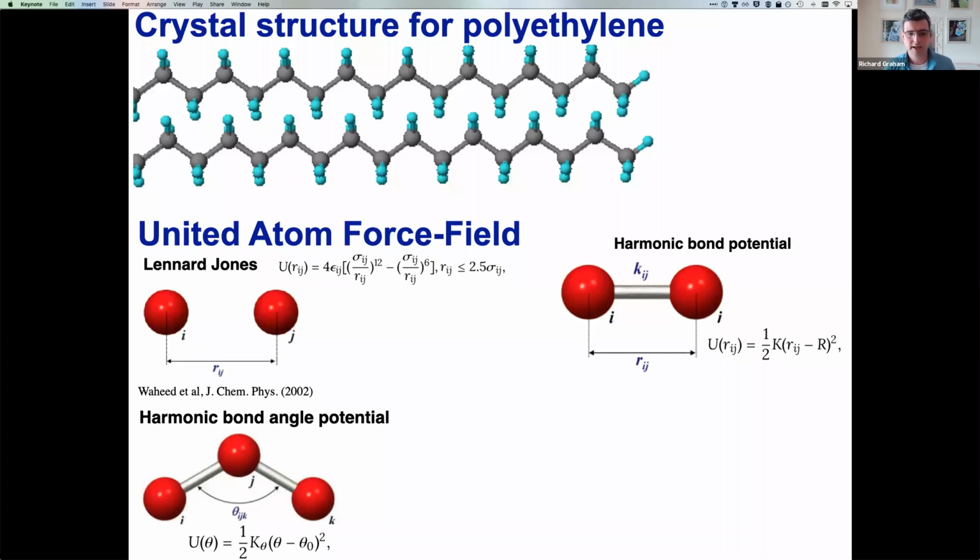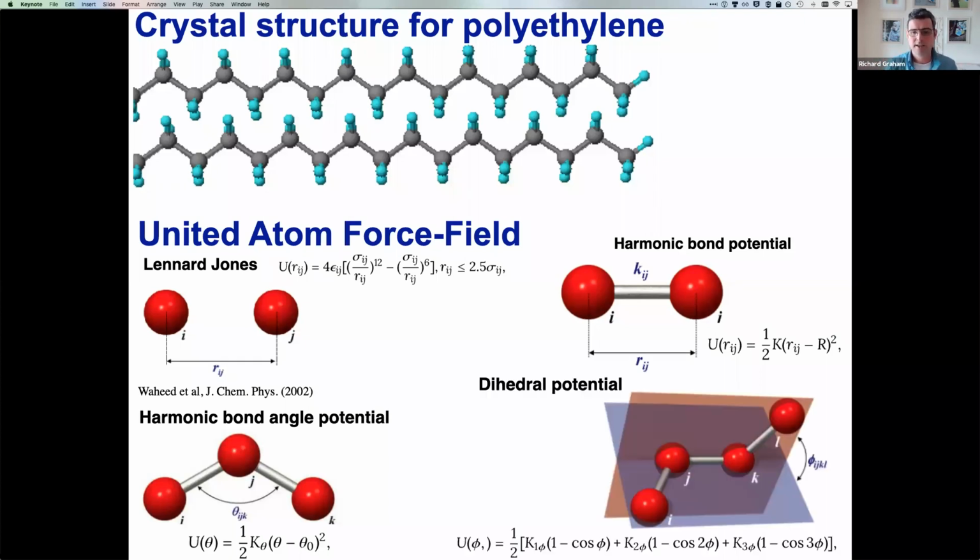We introduced a bond angle potential, so there was a cost to bending the bonds in this direction, and a dihedral potential, which is between four of the atoms. And this force field was designed essentially to recreate this crystallization structure, and a lot of work went into parameterizing this force field properly prior to our project.